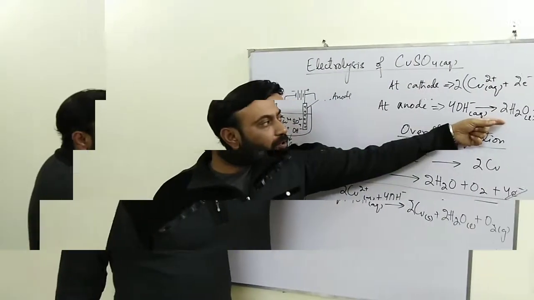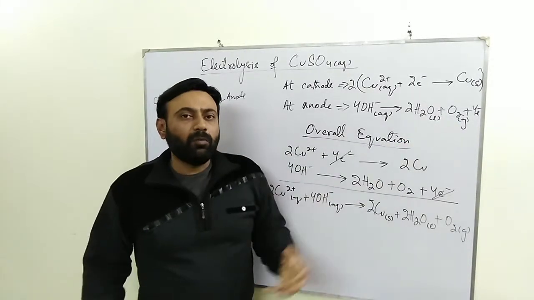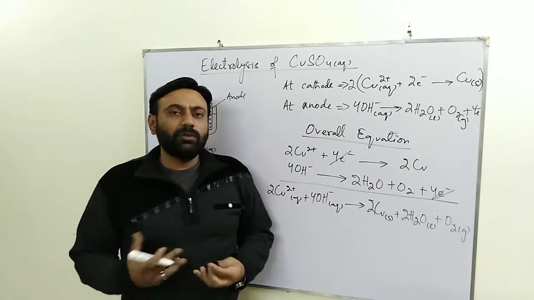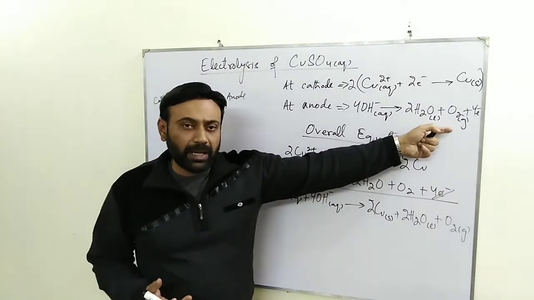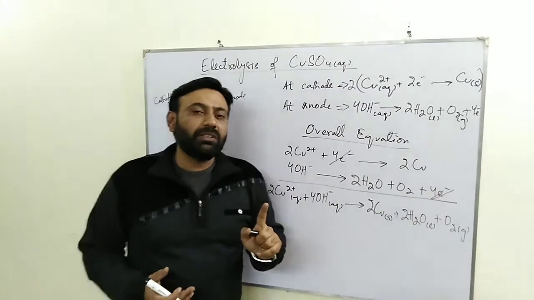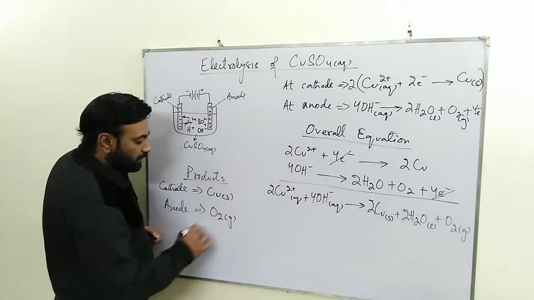At the anode, products are water and oxygen, but water was already there, so it's not a new thing being formed there. So basically oxygen is the new thing being formed at the anode. So oxygen is the anode product, not water. Oxygen gas is the product.